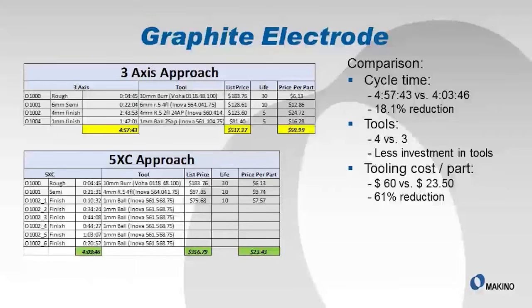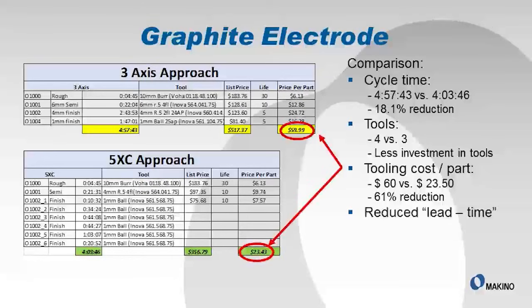If you look at the 3-axis approach, there's 4 tools there, versus the 5XC approach, there's 3. So obviously there's less tools, less investment in tooling, less tools to set up, less tools to get onto the machine. The other thing you look at is the tooling cost. The tooling cost in the 3-axis approach was just about $60, $59.99. The 5XC approach was $23.43. I said $23.50. So you're looking at a 61% reduction in the actual cost of the tooling.